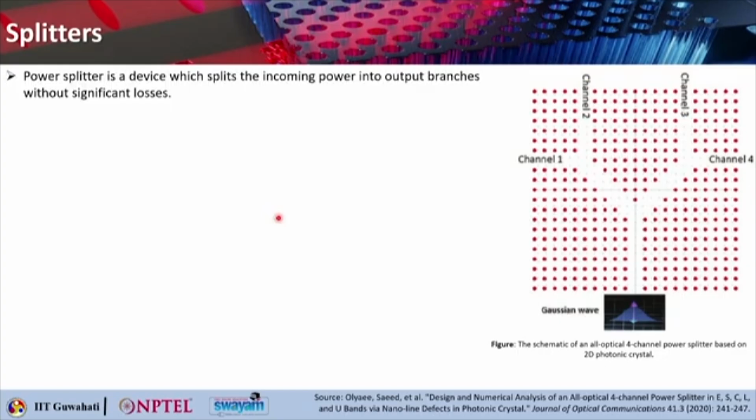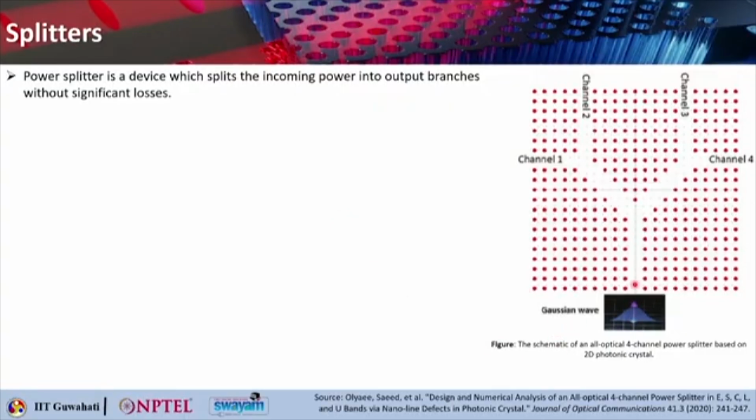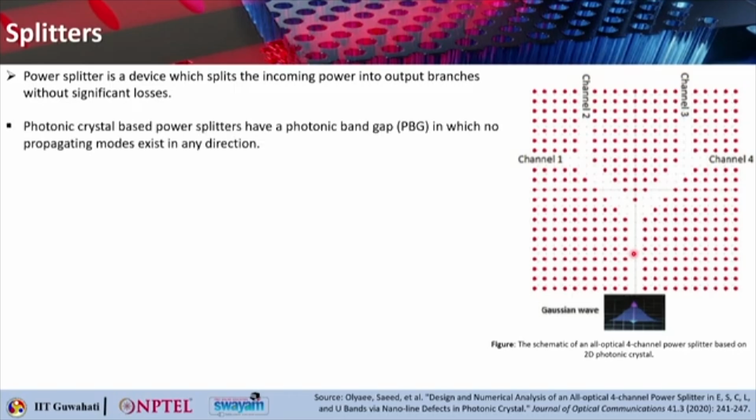Another important device that you can make out of these photonic crystals is splitters. A power splitter is a device which splits the incoming power into output branches without any significant loss. Photonic crystal based power splitters have a photonic band gap in which no propagating modes exist in any direction. It's basically a photonic crystal where you have removed this particular row of dielectric cylinders, and then you have created these rows also. So they are basically your waveguide.